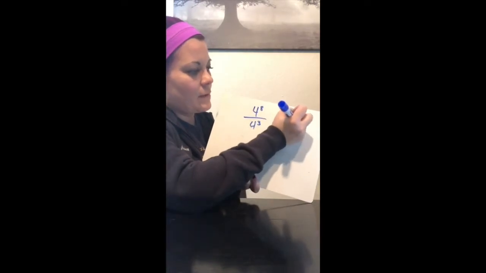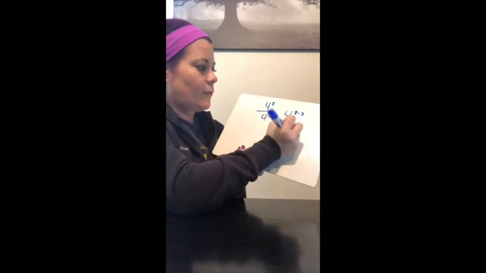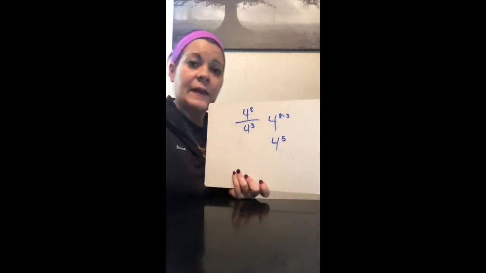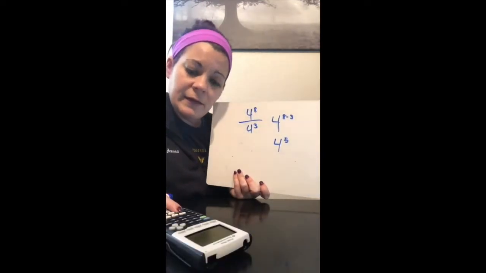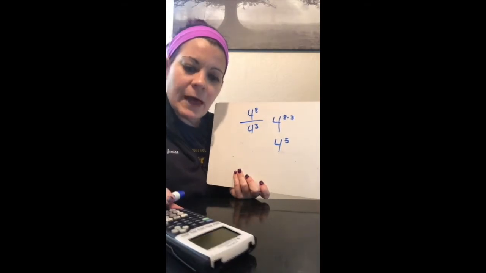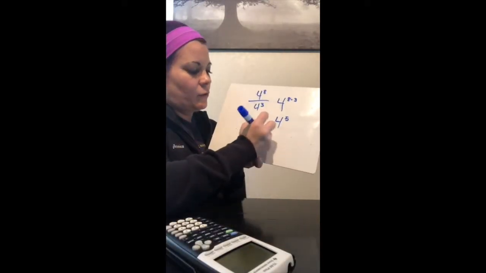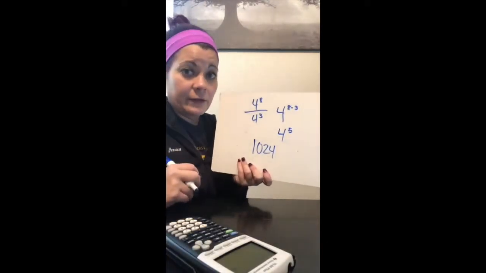So 8 minus 3 is equal to 4 to the 5th power. So this would simplify that, and then you would simplify that and actually write it out. 4 to the 5th power is 1024. So that's my final answer.